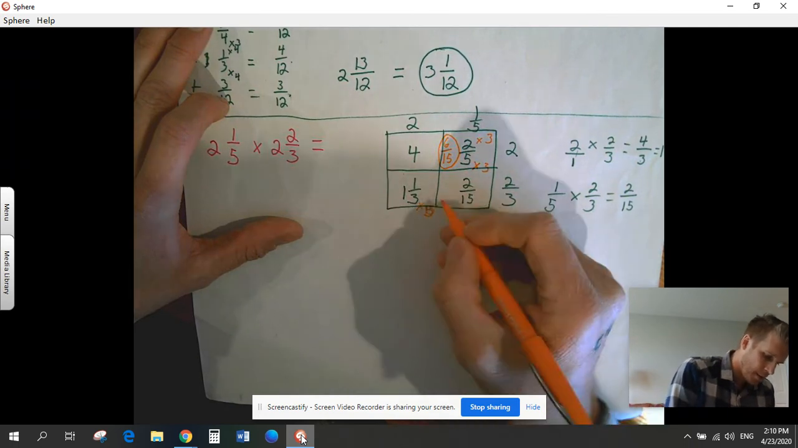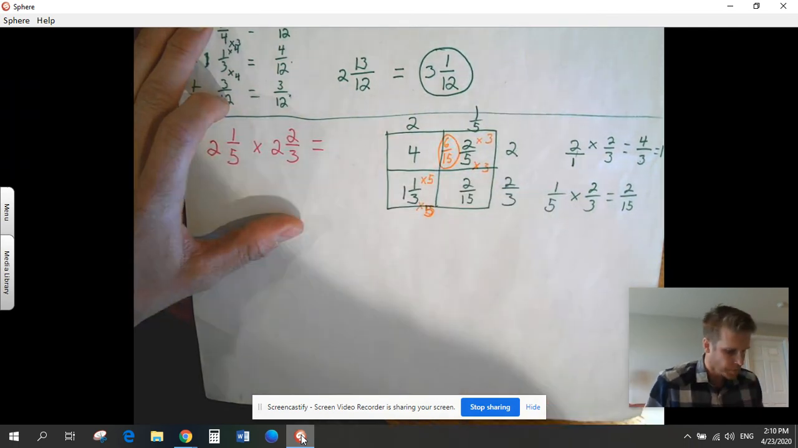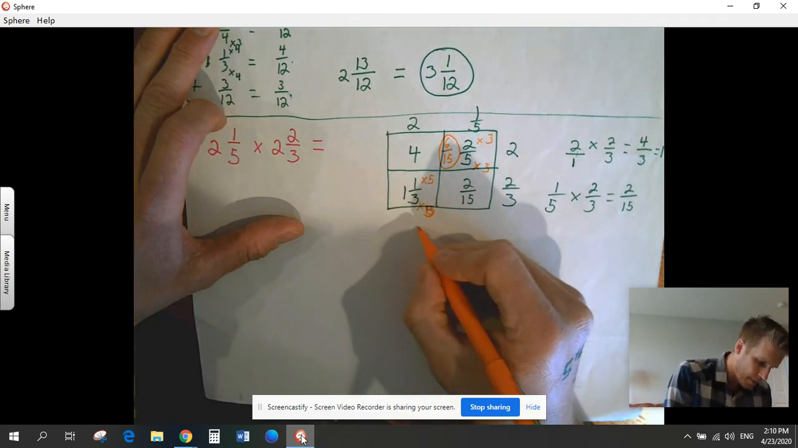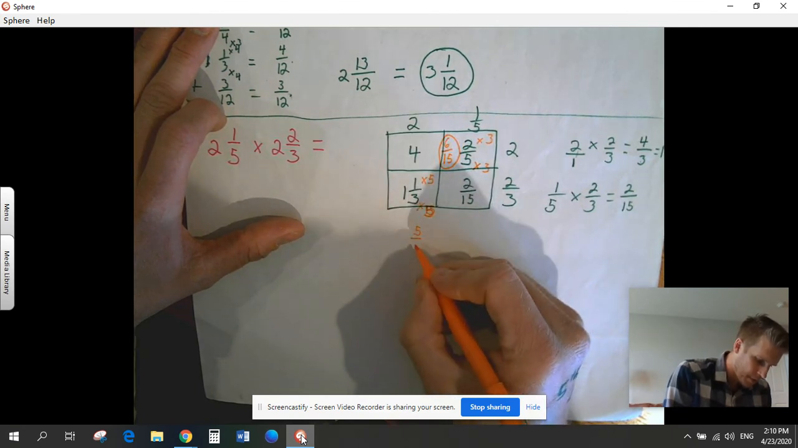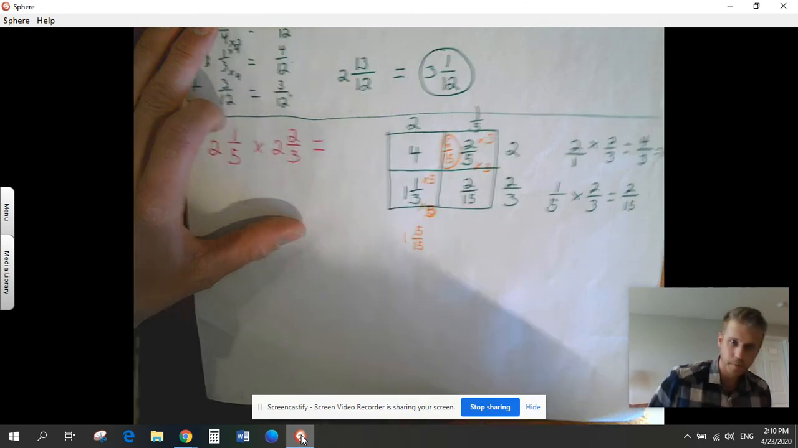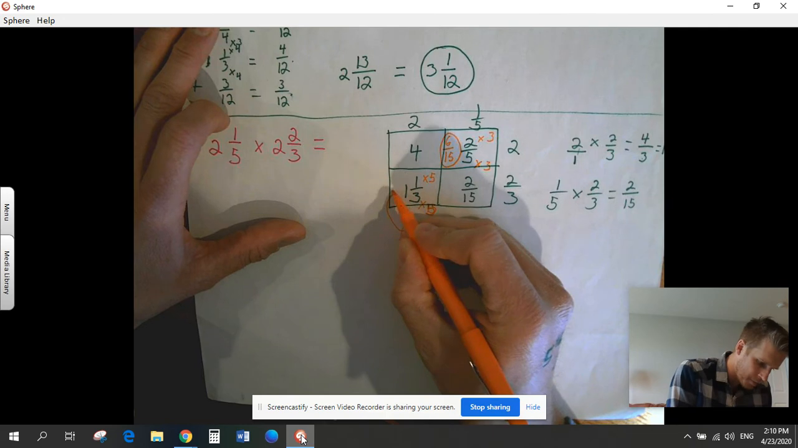Okay. And then we got to treat this thing the same, times that by 5. So now 1 times 5 is 5. And 3 times 5 is 15. And then can't forget that whole number of 1. So really this thing here should be in this box.